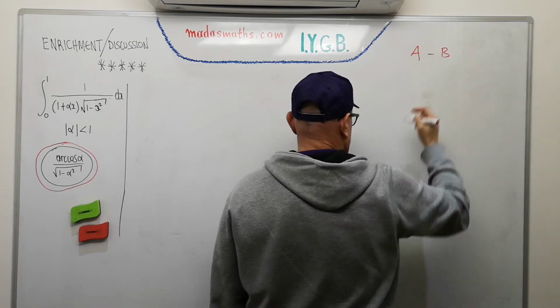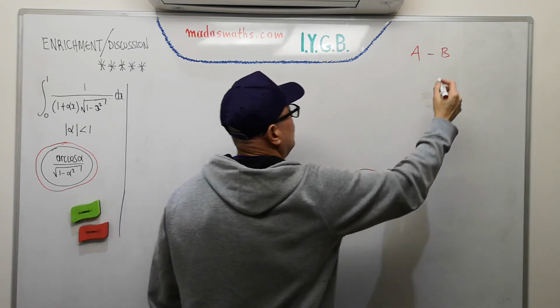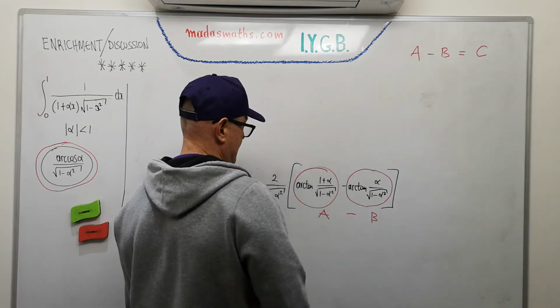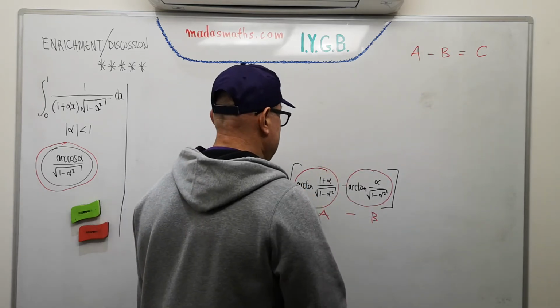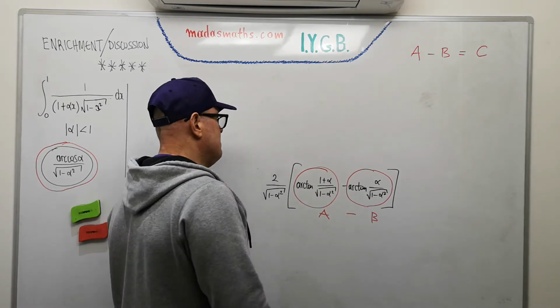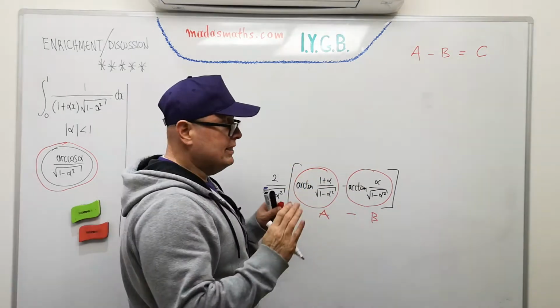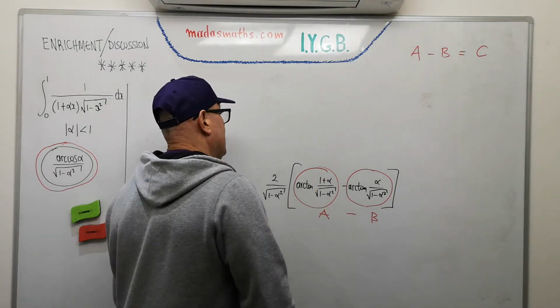A minus B, this angle minus this angle, is definitely going to give me another angle. Call it C. Because I've got arctans for both of these, it would have been a nightmare if I had an arctan there and an arccos in there, for example. Not that it would have ever come from an integration, but let's suppose.